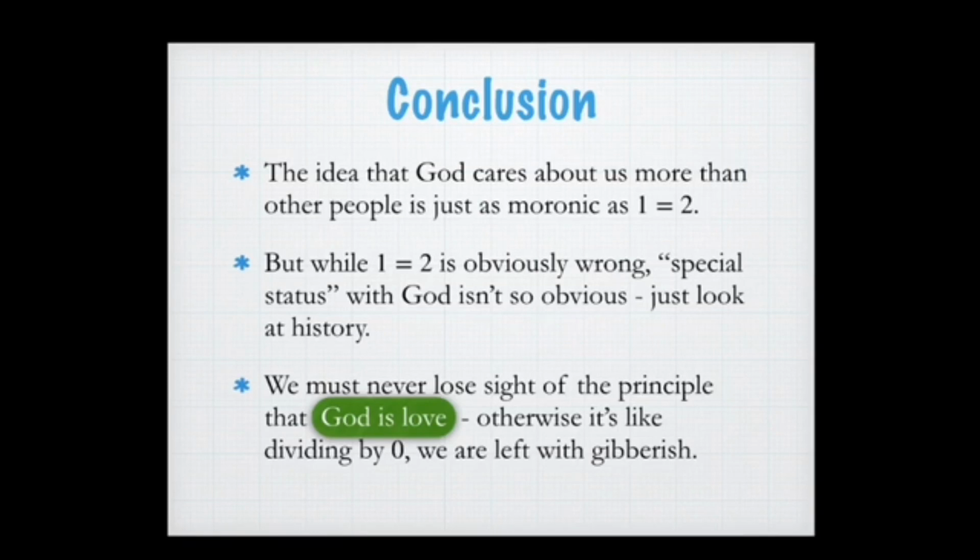But there's a big difference, because anyone watching this, when you saw that proof that 1 equals 2, you knew it was wrong. But the idea that some people have a special status with God is not so obvious. Just look at history. Look at all the violence in the Old Testament. Look at the Crusades. Look at the colonization of North America. Look at the ongoing colonization of Palestine. The idea that some groups are loved by God more than others is not obviously wrong when you look outside the window. But to me, it's the same problem.